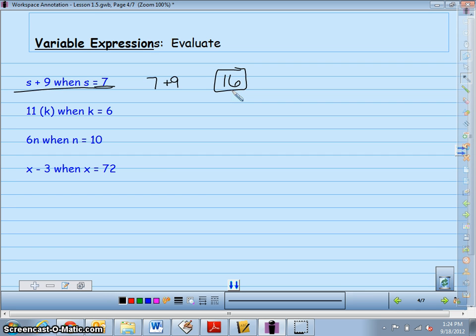So how about here? 11 parentheses k when k equals 6. Well, let's see what we got going on.